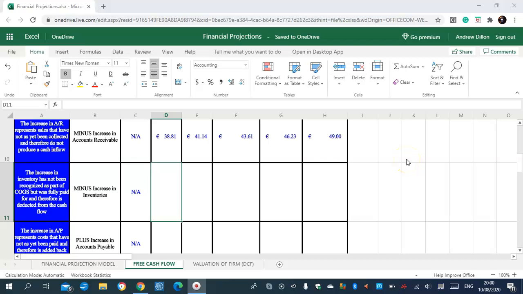Hello everybody and welcome back to the Financial Projections Excel spreadsheet. We're finishing off the free cash flow section.